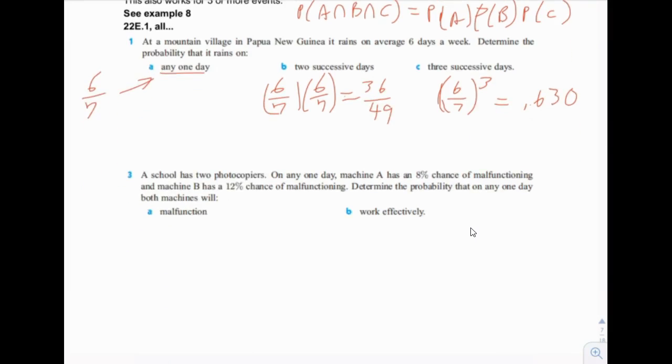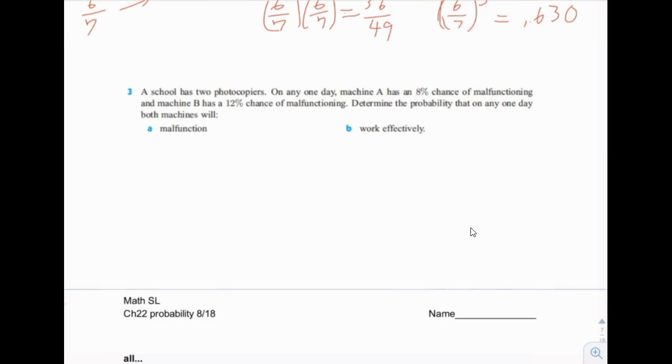All right. 3. A school has 2 photocopiers. On any one day, machine A has an 8% chance of malfunctioning. Machine B has a 12% chance of malfunctioning. Determine the probability that on any one day both machines will malfunction. Okay. Any one day both machines will malfunction. So that means that machine A would have to malfunction.